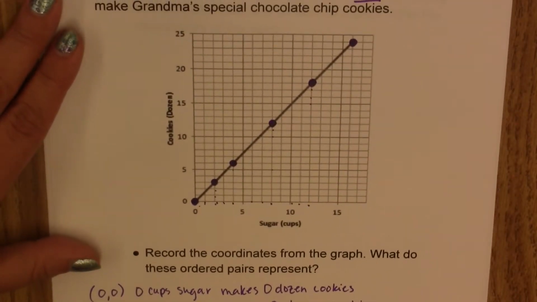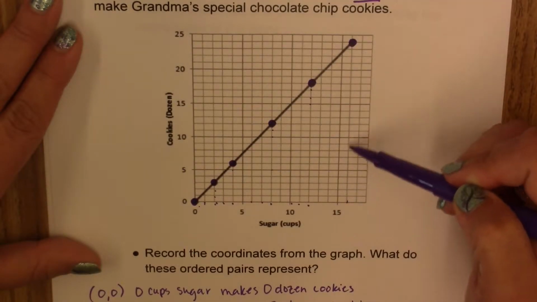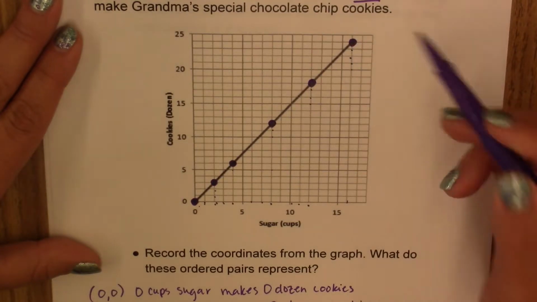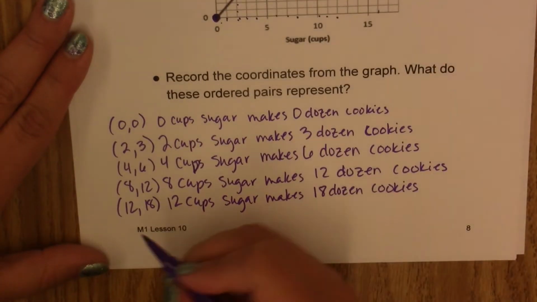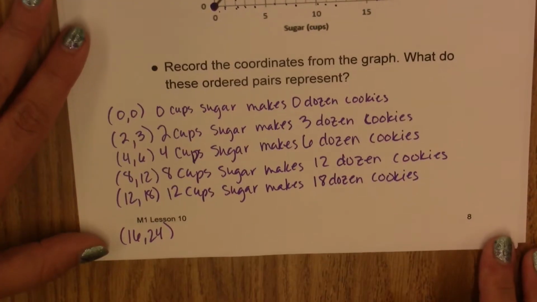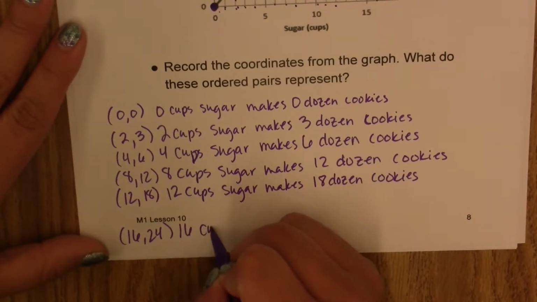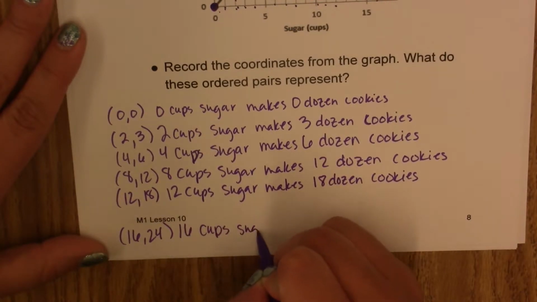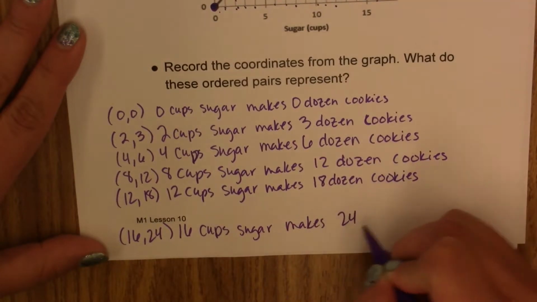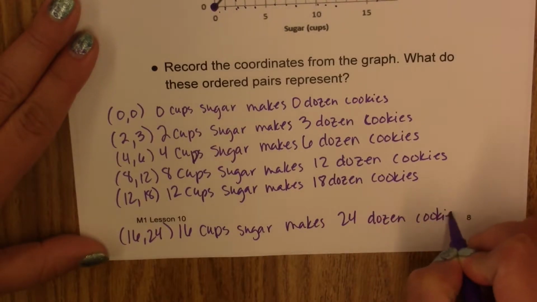And our last point, way over here, let's see, 16, there's 20, 21, 22, 23, 24. So 16, 24. I have to squeeze it down here on the bottom. So 16 cups sugar makes 24 dozen cookies.